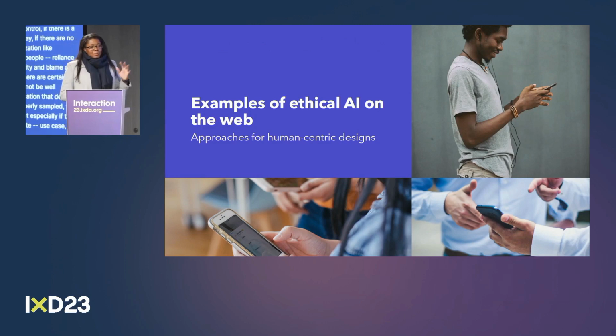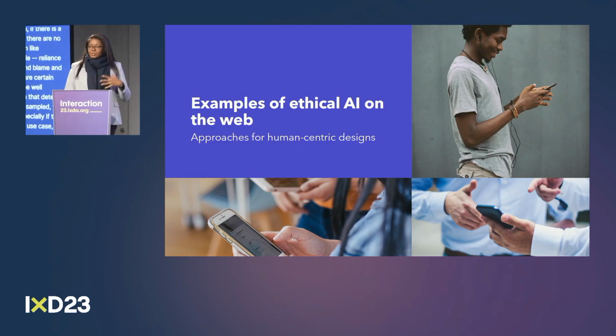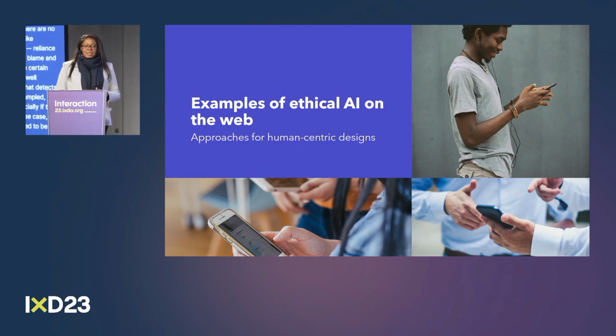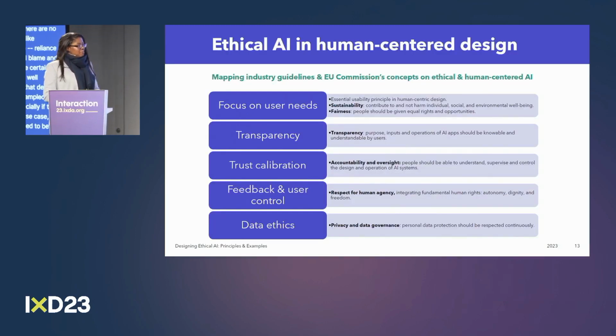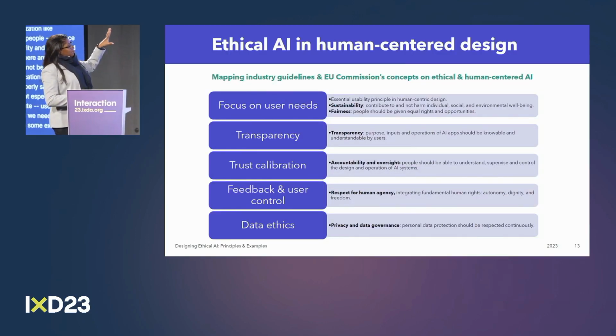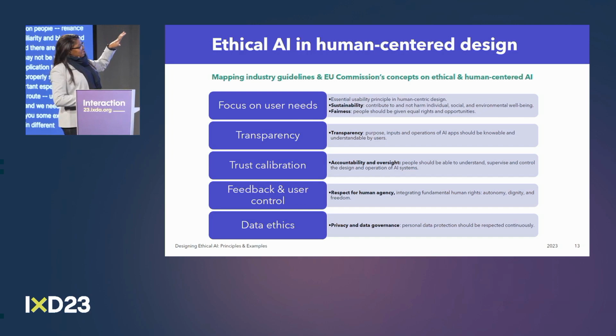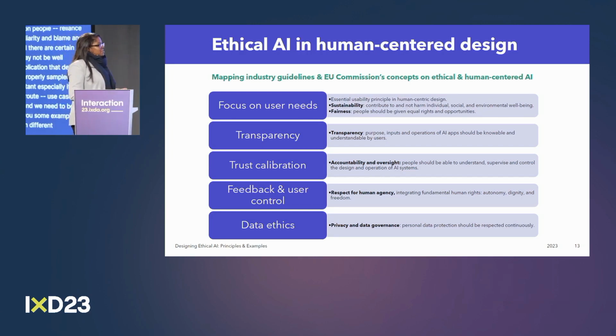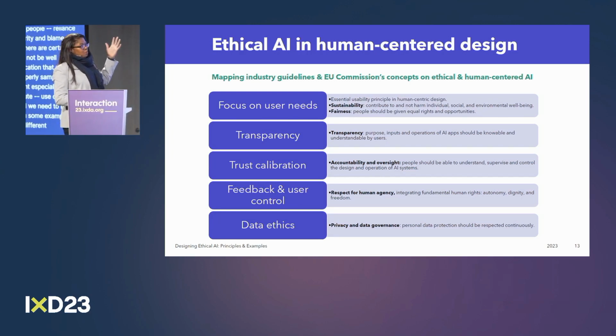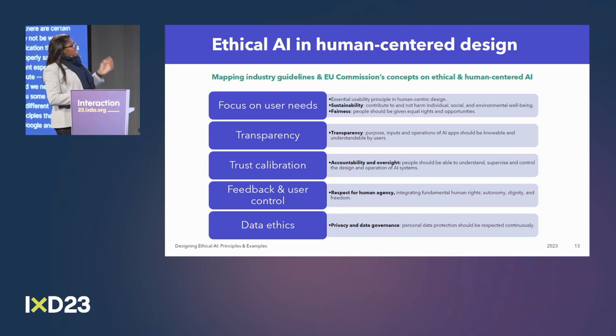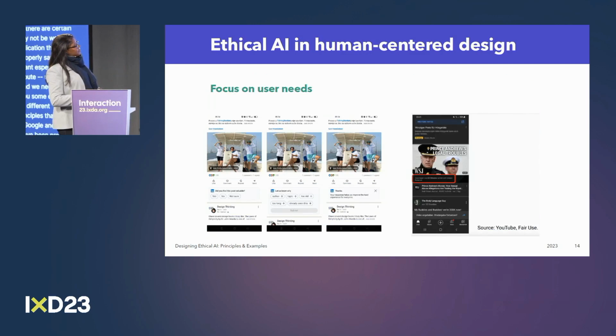Good. So I would like now to show you some examples of how these principles have been depicted in different applications across the web. I tried to map here the principles that have been embedded or embraced in the industry, as I mentioned before, by Google, IBM, and Microsoft, and the principles that the European Commission has proposed. So you can feel free to review this later on, and I will then present you the examples across these two elements. So the first one is to focus on user needs.